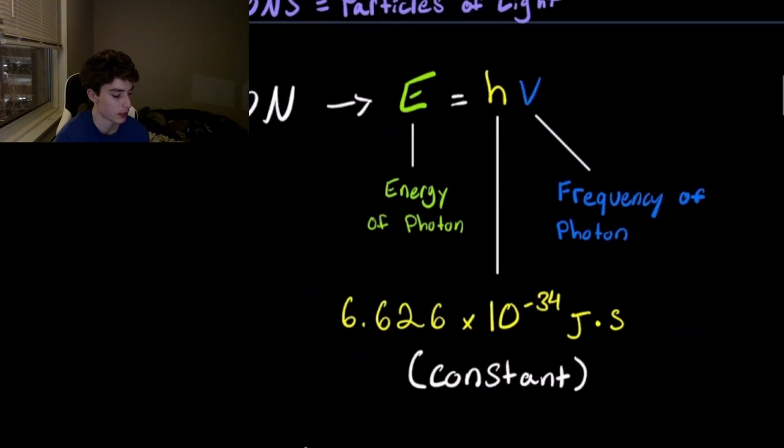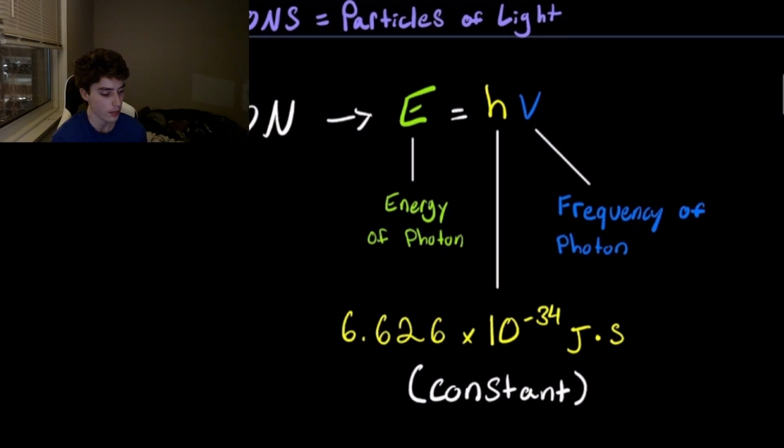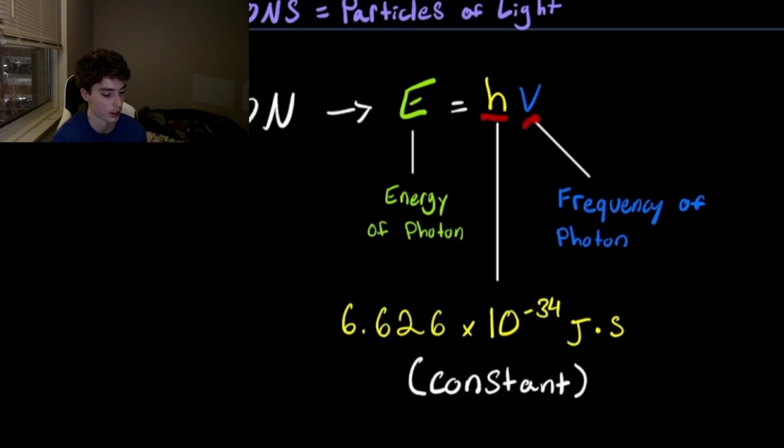Planck's constant is a constant, so it's always going to be 6.626 times 10 to the negative 34 joule-seconds. It's always going to be that number. Then you would multiply that by the frequency, and usually you would have to find the frequency, which we will go into in practice problems in a second.